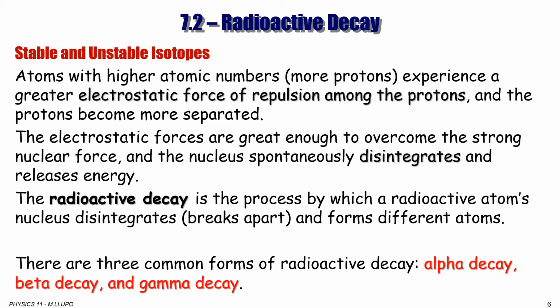There are three common forms of radioactive decay. In two of them, a new element is formed, and the other one is just a release of extra energy after one of those decays. Alpha, beta, and gamma are three letters of the Greek alphabet. Alpha decay, beta decay, gamma decay. So it's easy to remember.